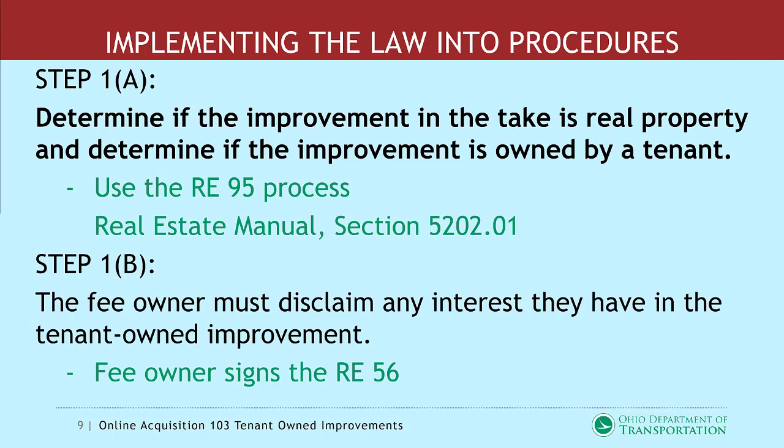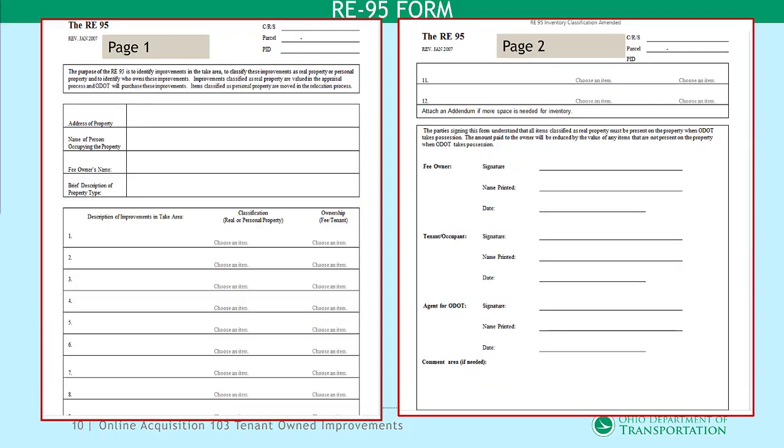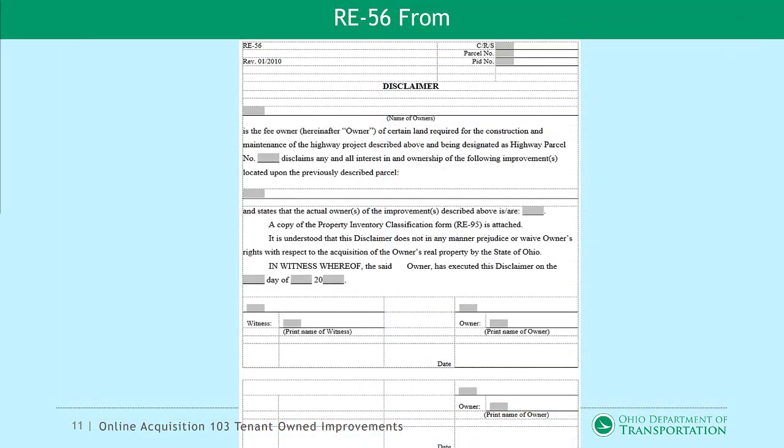So you cannot have the tenant owning it and then the fee owner owning it. In this case, there'll be a form known as the RE56 that would need to be signed by the fee owner disclaiming ownership of that improvement. Here is the RE95 form. There's 2 pages to this particular form. Here is the RE56, the disclaimer form that the owner would need to sign, disclaiming ownership of that particular improvement.